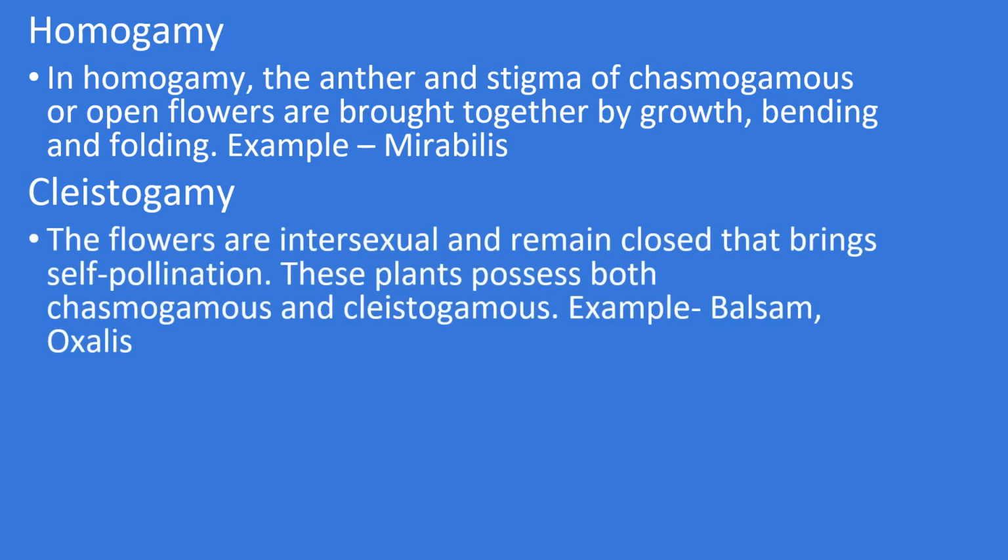The next is cleistogamy. Here the flowers are intersexual and remain closed, and whenever the flower remains closed, it ensures pollination. These plants possess both chasmogamous as well as cleistogamous flowers. It means open or closed flowers. Example is balsam and oxalis.